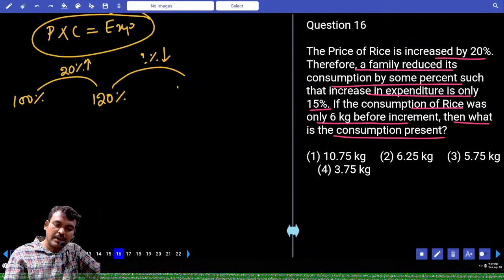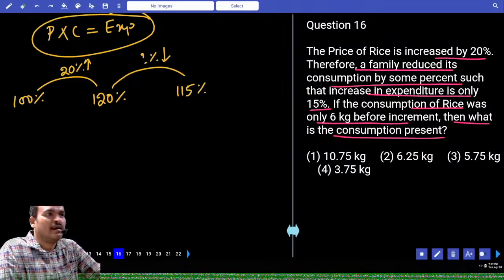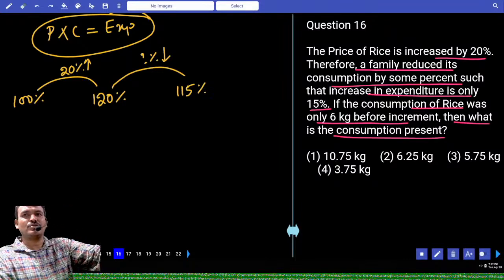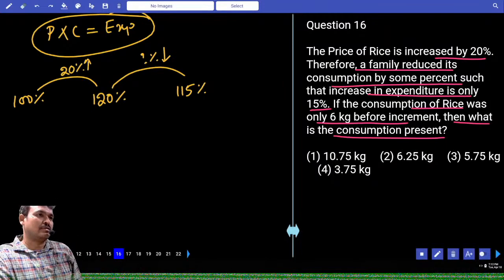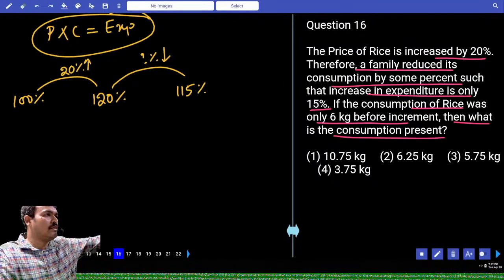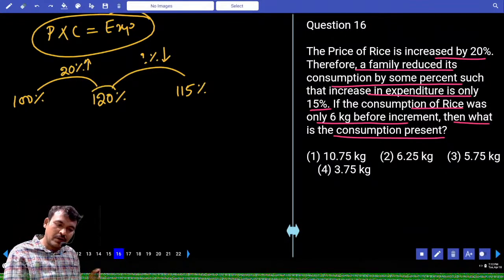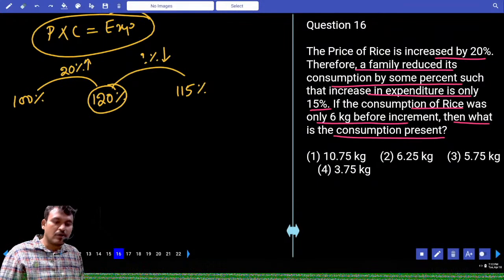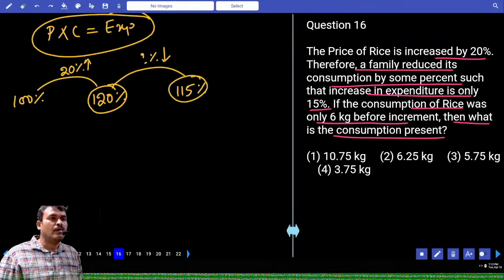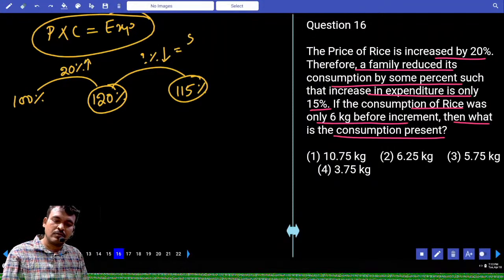15% means the final expenditure is 115%. Normally, price and consumption determine the overall expenditure, but here price and expenditure are given. We require consumption. Before the decrease, how much? 120. After the decrease, 115. How much value has decreased? 5. 5 upon which one?